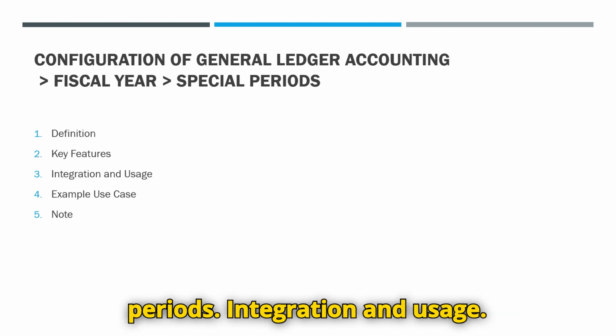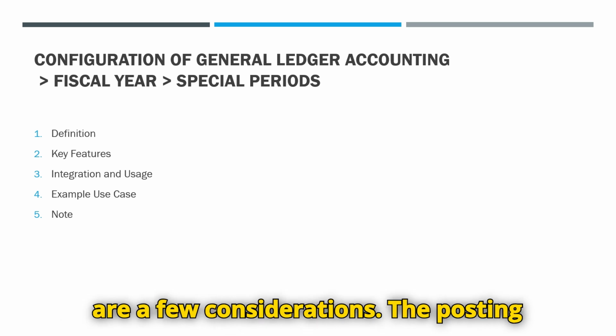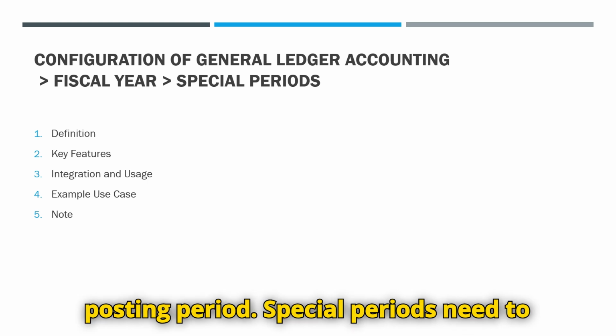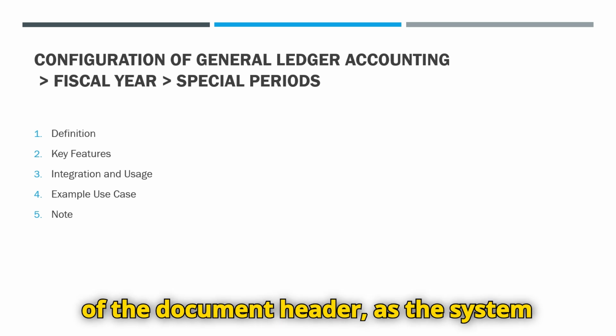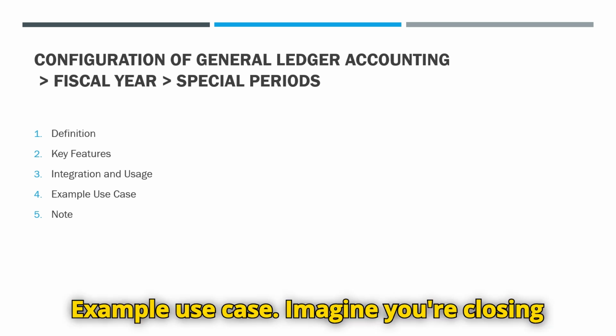Integration and usage. When working with special periods, there are a few considerations. The posting date must fall within the last regular posting period. Special periods need to be explicitly defined in the period field of the document header, as the system cannot determine them automatically.